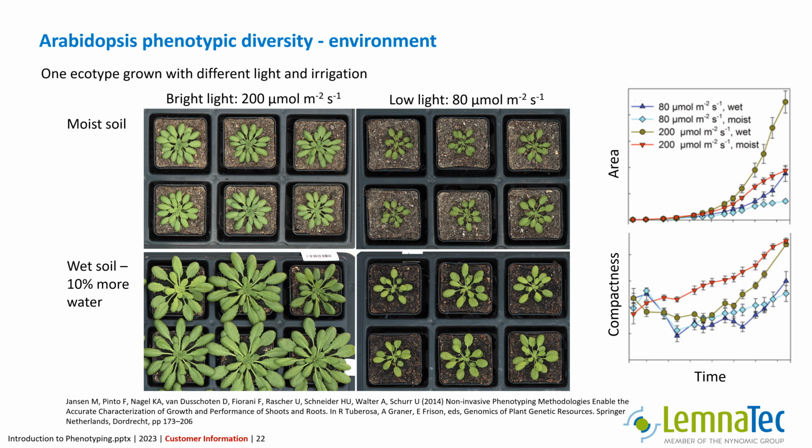The plants with moist soil and bright light grow most compact throughout the whole time of growth. The plants at low light are not compact because they develop long petioles to reach out of the darkness, so they avoid the shade.